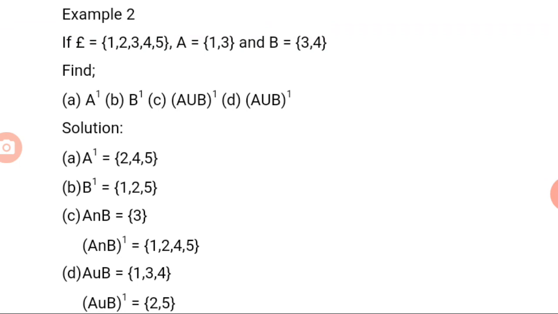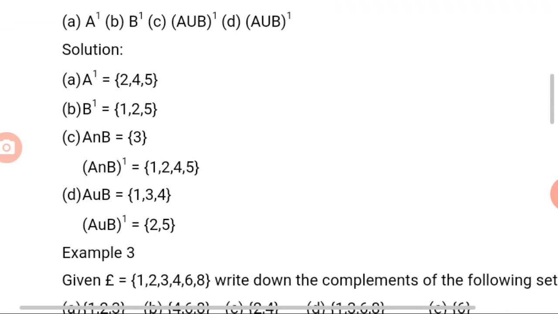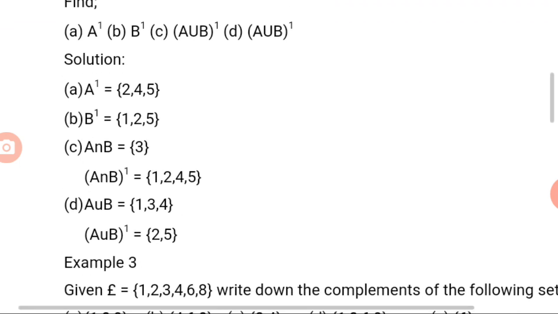It will be 1, 2, 4, and 5. That is what you can find in the universal set that you cannot find in A intersection B. Are we together? Then we also have the third one, which is A union B.